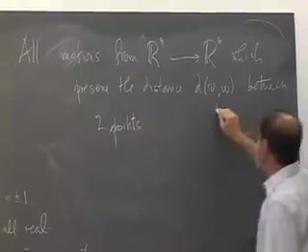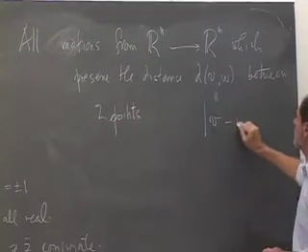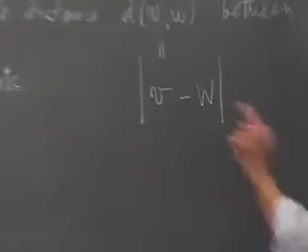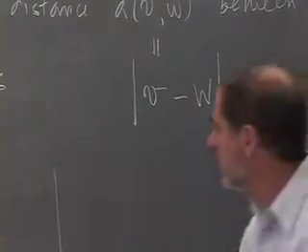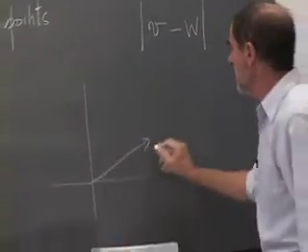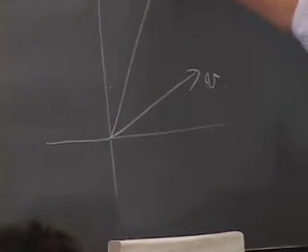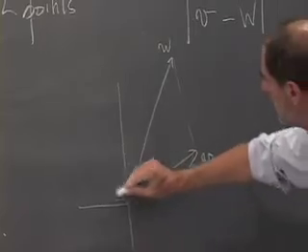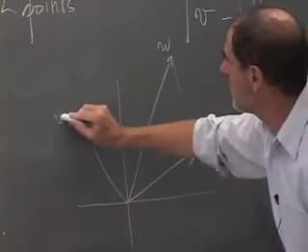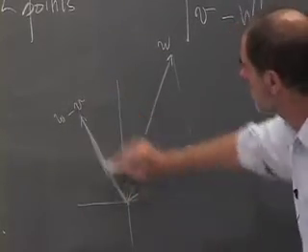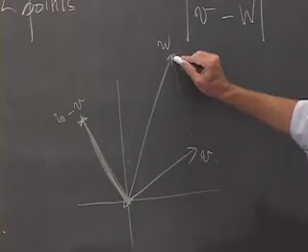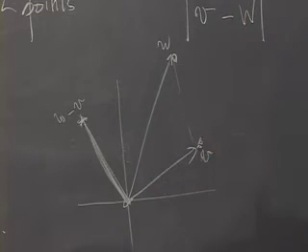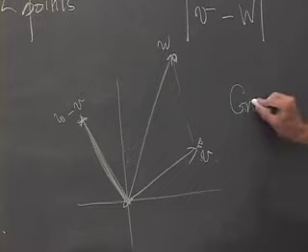So d of VW is by definition the norm of v minus w. You take the difference vector and you take its distance from the origin, right? Here we are. Here's v. Here's w. If you want to calculate the distance here, you take the difference vector, which is this vector, w minus v, and you take its length. That would be the distance between that point and that point. And that's called the group of rigid motions.